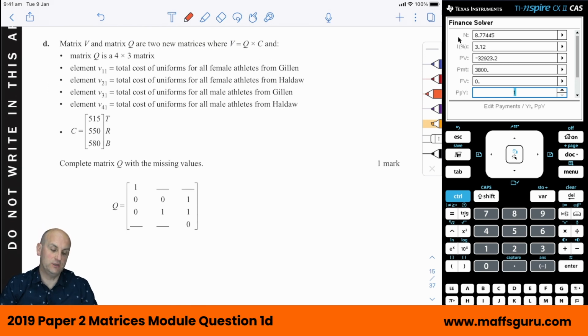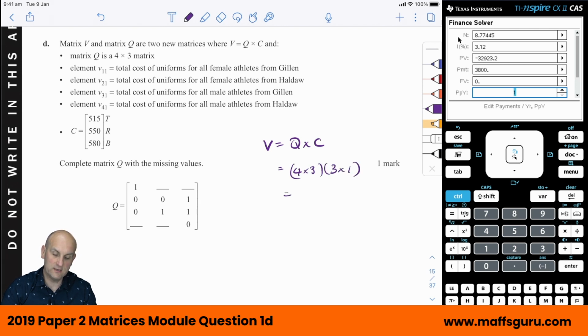Okay, so part D. Matrix V and matrix Q are 2 new matrices where V equals Q times C, and matrix Q is a 4x3 matrix, and we've got all the other elements here. So when we do V equals Q times C, we know that Q is a 4x3 and C is a 3x1. Multiply those together and you are going to end up with a 4x1. Remember, the outer values tell me the dimensions of my final result. So Q times C is going to be equal to 4 rows by 1 column.